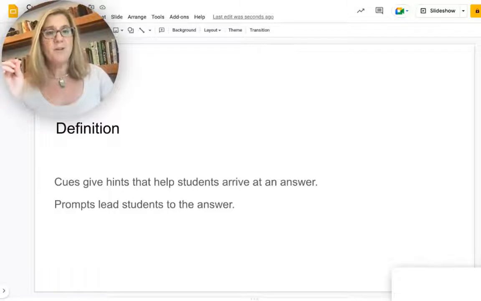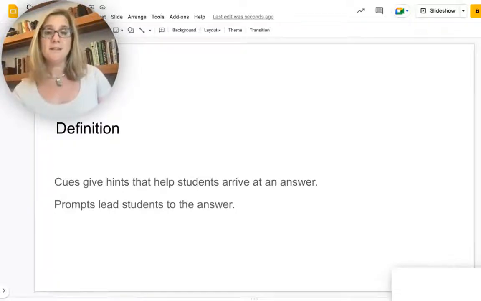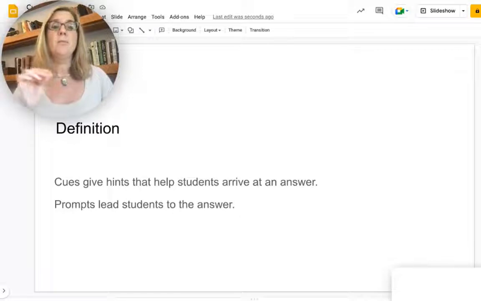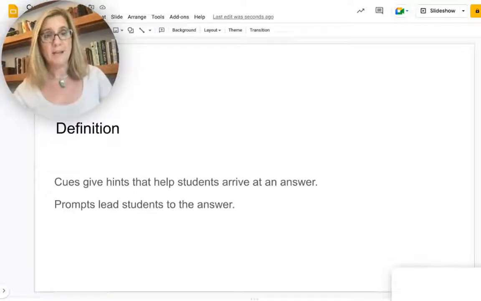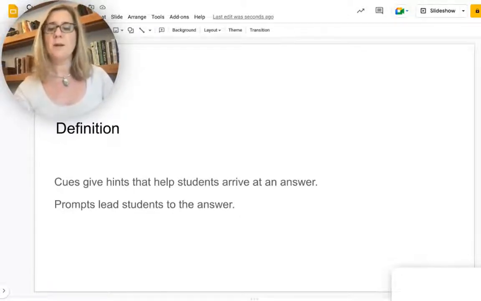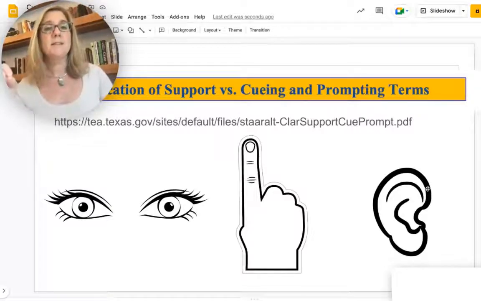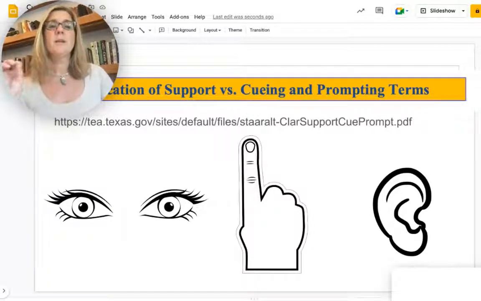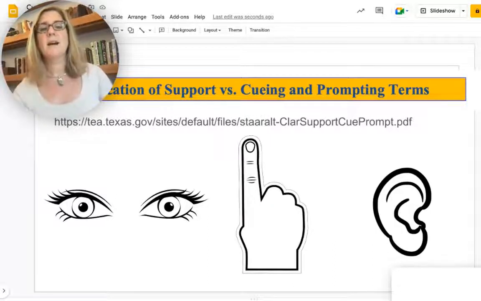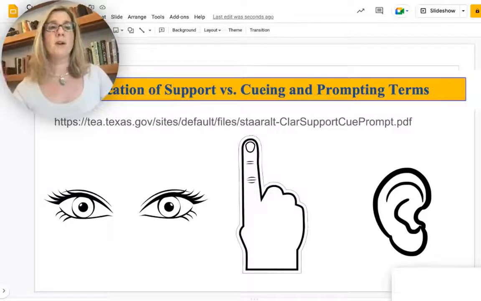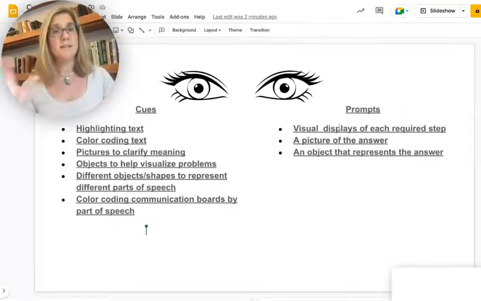So, in terms of a definition, cues give hints that help students arrive at an answer. Prompts lead students to the answer. So, prompts are heavier, they provide more information. The Texas Education Agency put together some information about visual, tactile, and auditory verbal prompts and cues to share. Now, this is more focused on their state assessment, the STAAR test, but we've put some information together that's relevant for speech language pathologists using similar guidelines.